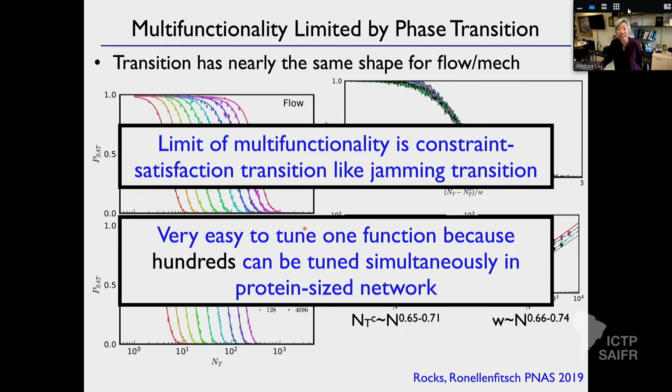And this tells you why it is so easy to tune one function. Why do I always get nearly 100% success? It's because, in fact, I could do hundreds of them. That's the maximum number I could do, hundreds. And if I'm just trying to do one, it's really, really easy.